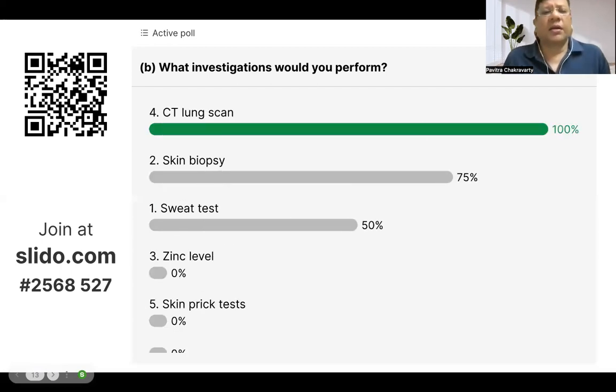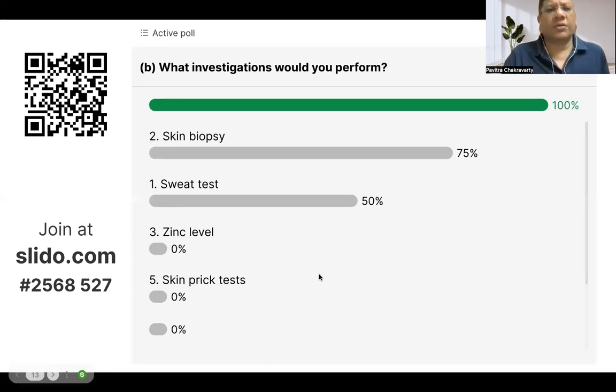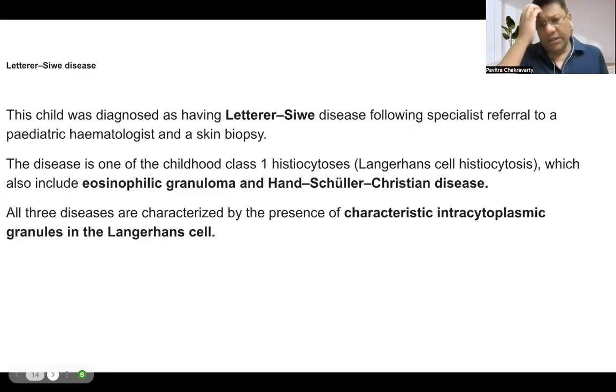CT scan of the lung, skin biopsy, sweat test, zinc levels, skin prick test. Okay, so now let us see what's going on. This was Letterer-Siwe disease, following specialist referral to a pediatric hematologist and skin biopsy. This is one of those questions which you either know or you don't know. Obviously it was not zinc, because zinc deficiency would not have so many features. They would not give you an X-ray or a scalp picture in the case of zinc deficiency.